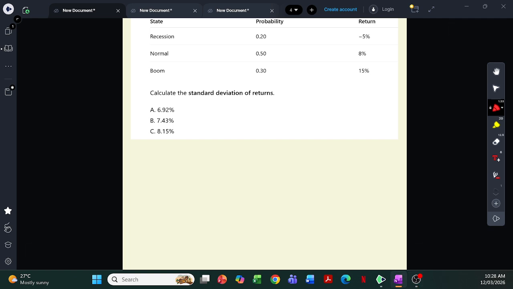To calculate the expected return, the formula we're going to use is simply the summation of the probability times the return. So we're going to do 0.2 times minus 5% plus 0.5 times 8% plus 0.3 times 15%. Once you solve for this, you should get your answer as 7.5%. So that's our mu, or the expected return.